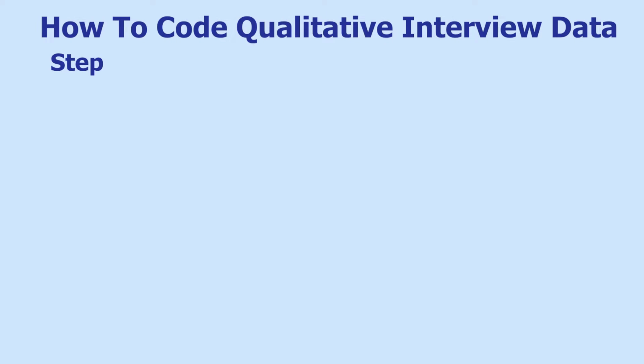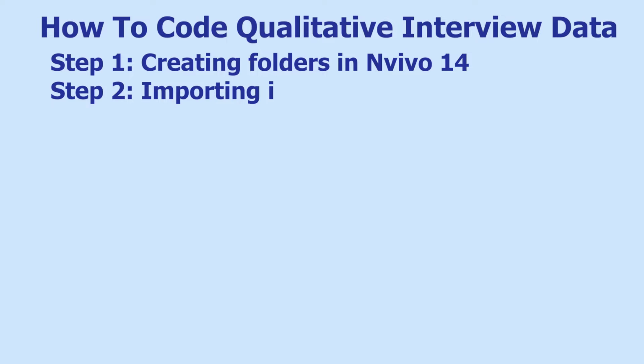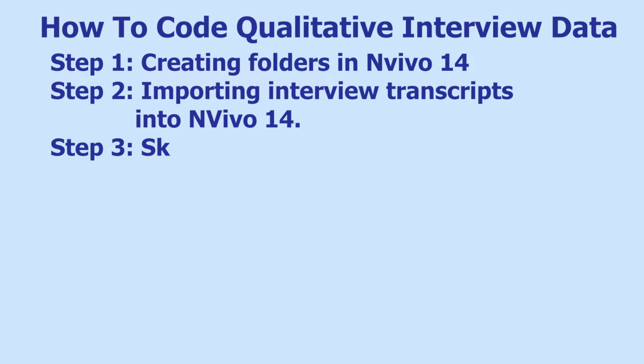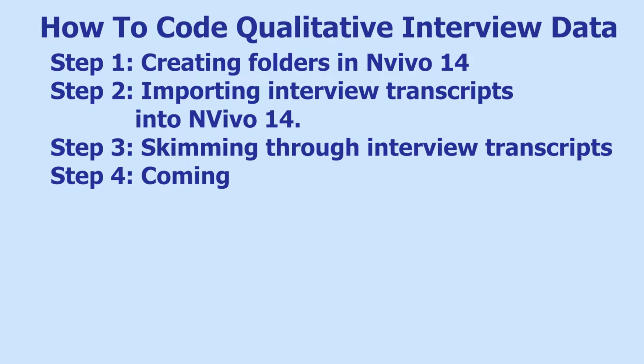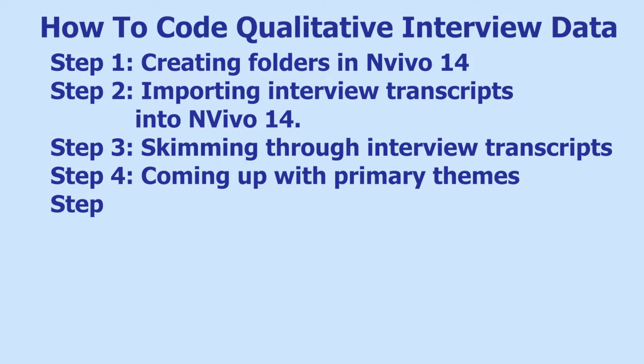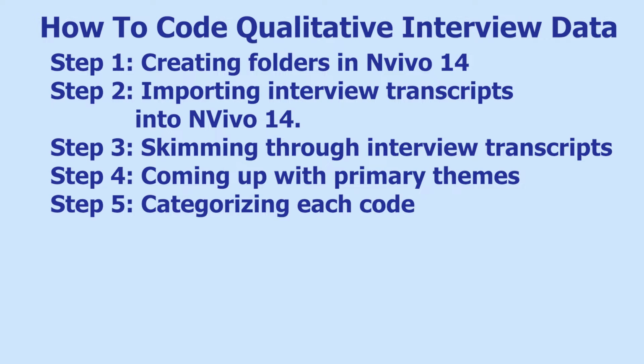We are going to follow 8 main steps of coding qualitative data, including Step 1. Creating folders in NVivo 14. Step 2. Importing interview transcripts into NVivo 14. Step 3. Skimming through interview transcripts. Step 4. Coming up with primary themes. Step 5. Categorizing each code under a primary theme.